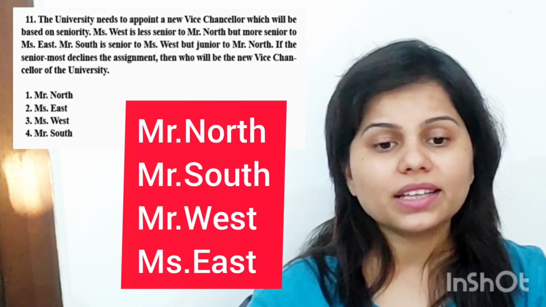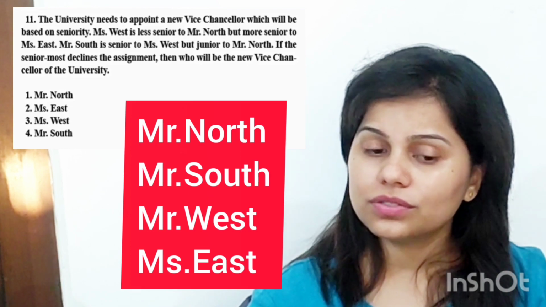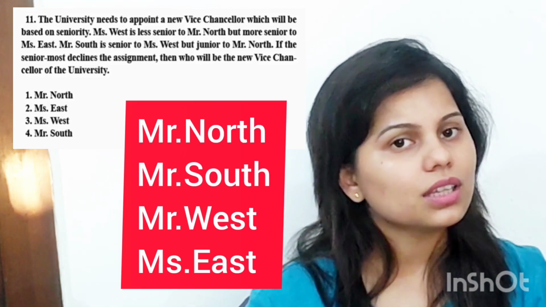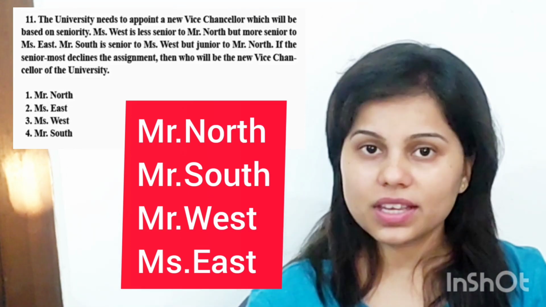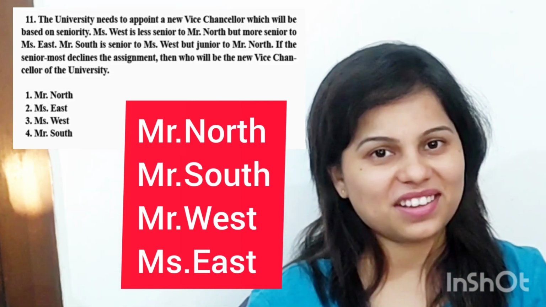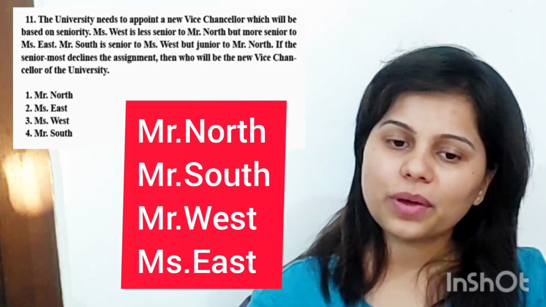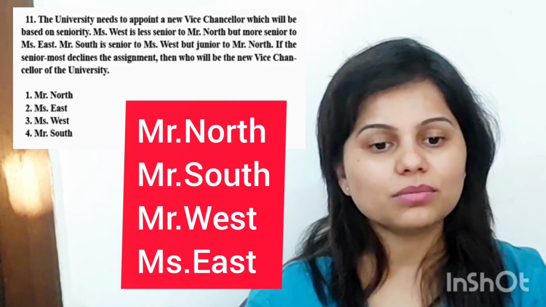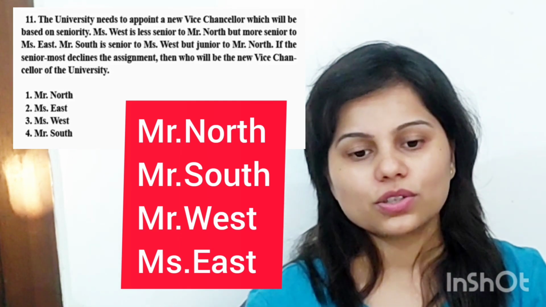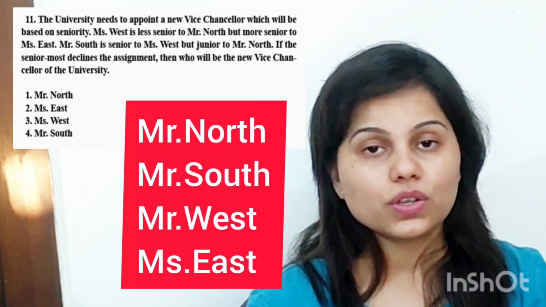Now if you combine these two statements, you will observe that Mr. North is senior most, then Mr. South, then Miss West, and then Miss East. Right? Now, the next part of the question is asking what happens if the senior most declines the assignment. So here the senior most is Mr. North. So if Mr.